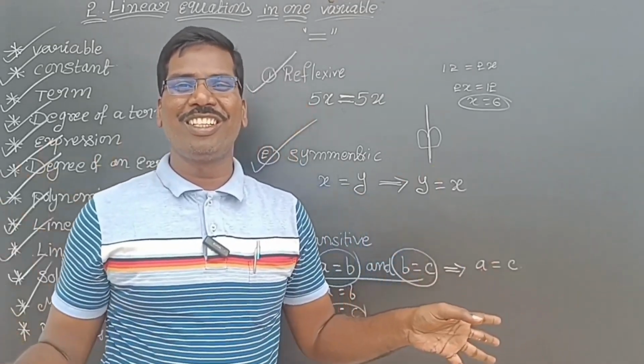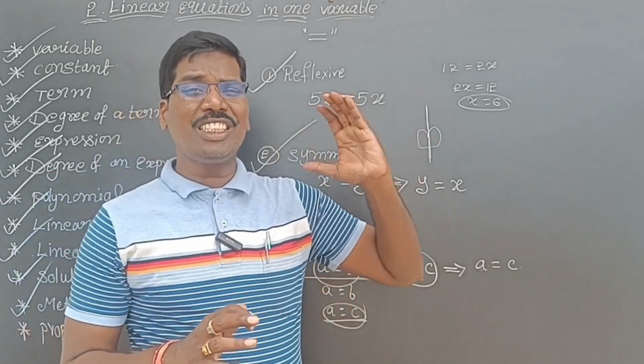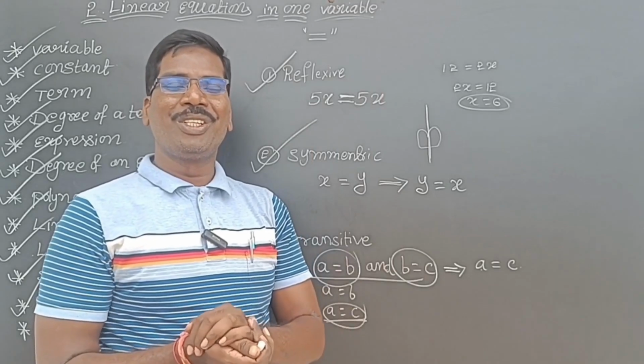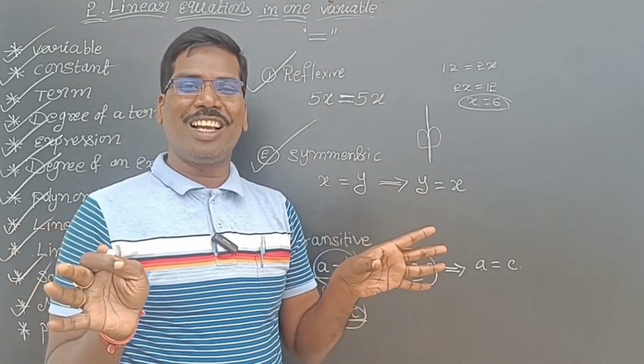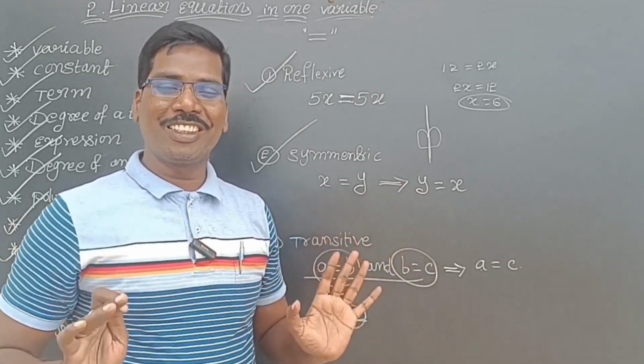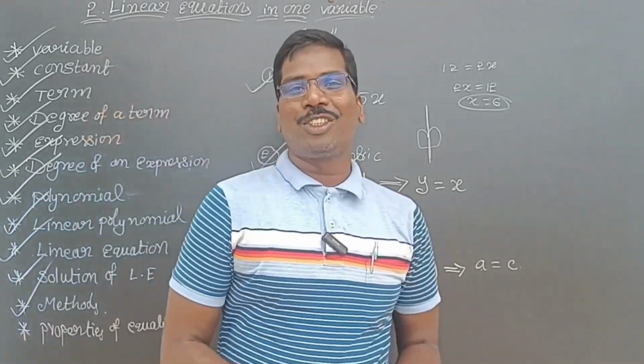So everybody laughed. He just used his creativity. Everybody was laughing in the class, sir also. Okay, very good, very good, he said. So this is the transitive property.